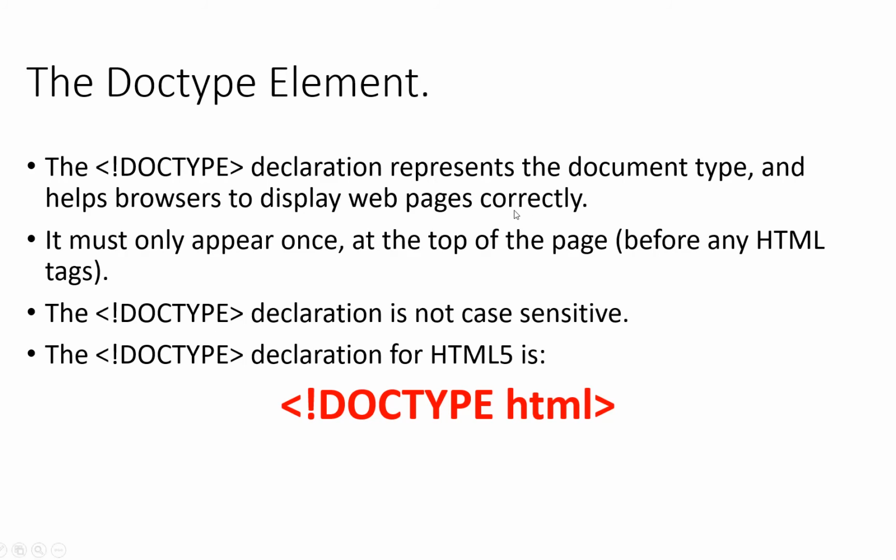So when we say doctype HTML, we are telling the browser that, hey, look at this page that you are about to display, it's of type HTML. There are other types of documents that a browser can display. A browser can display a PDF document, but this doctype indicates to the browser that the document you're about to display is an HTML document. So it's going to rearrange itself in order to display the HTML document. It must only appear once at the top of the page.